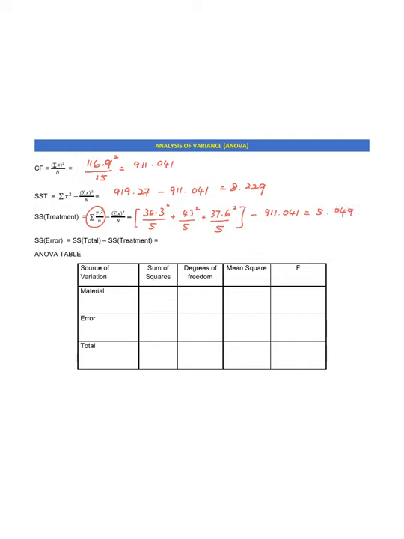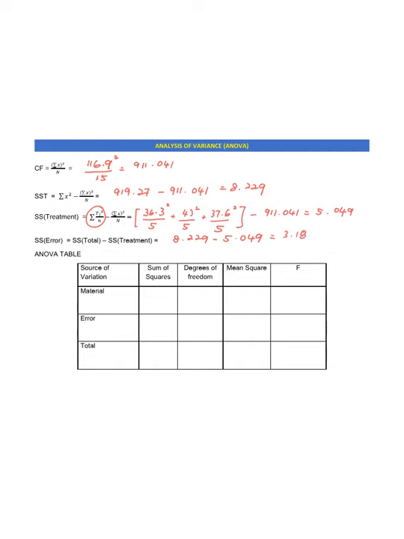Okay, and then for sum of squares error, the formula is given by sum of squares total minus sum of squares treatment. So total kita tadi 8.229 tolak dengan 5.049, and then we have 3.18.